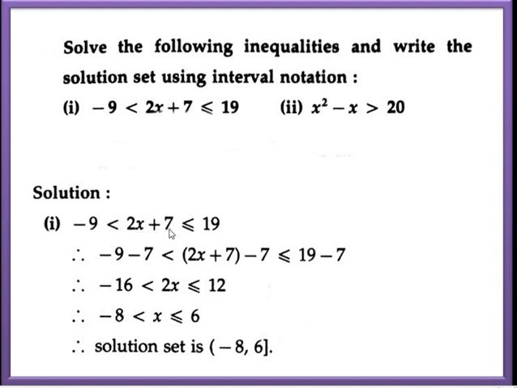The first step is subtract 7. We have seen that the same number can be subtracted. So if you subtract 7, you get minus 16 less than 2x less than or equal to 12. Now how to get x out of 2x? Don't say subtract x, you have to divide by 2. Now you are dividing by a positive number, so the inequality remains the same. So divide by 2, minus 8 less than x less than or equal to 6.